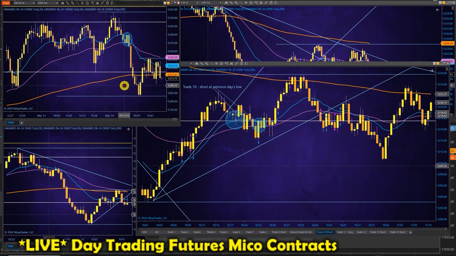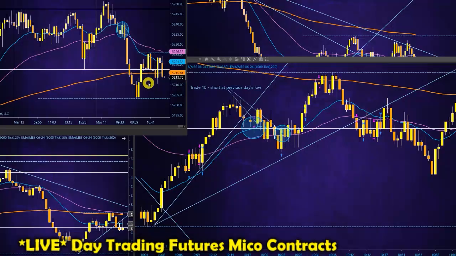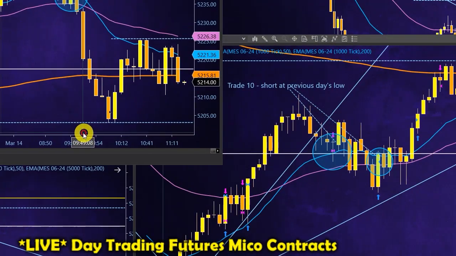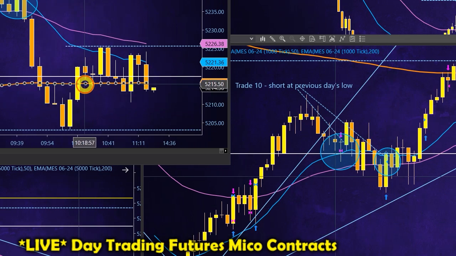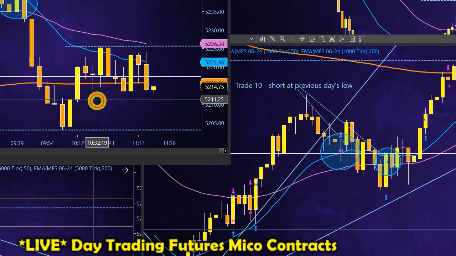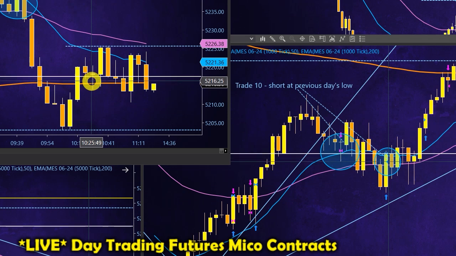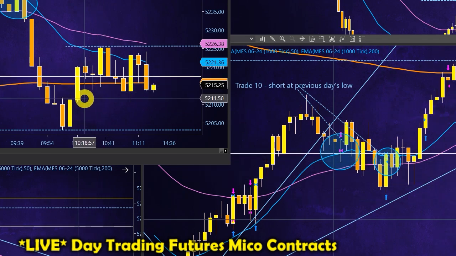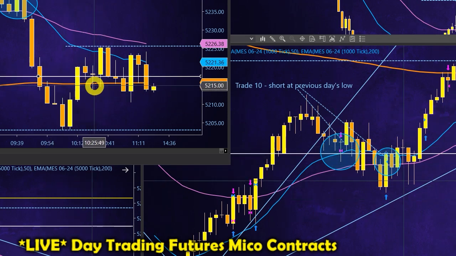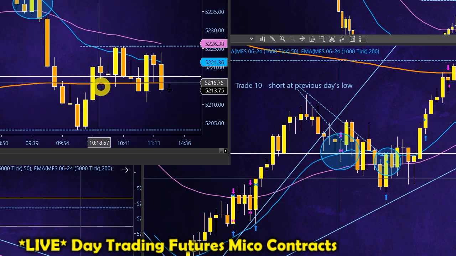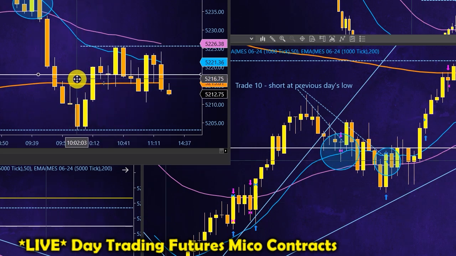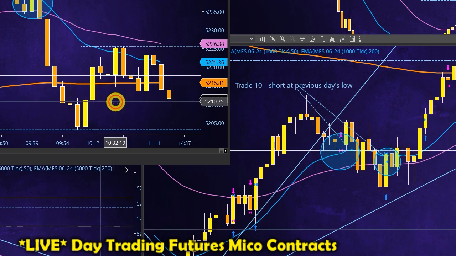But I don't know. I don't think that it was right here. You can see these pintails as they go down below the 200 moving average. It dips below, it comes right back up 2 times. Dips below, goes up. This is right at the area of the previous day's low. So this area is where the 200 moving average is and where previous day's low is. A very tricky spot. I did try to short right there.